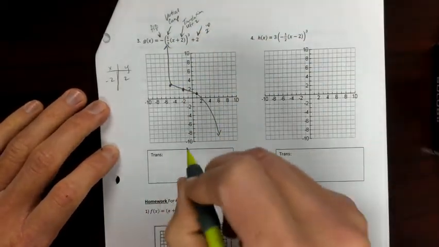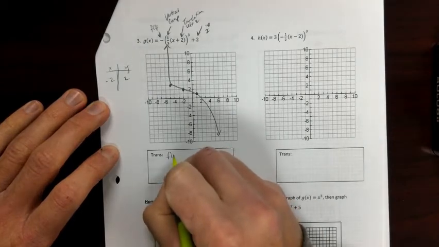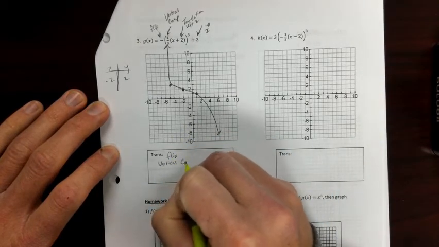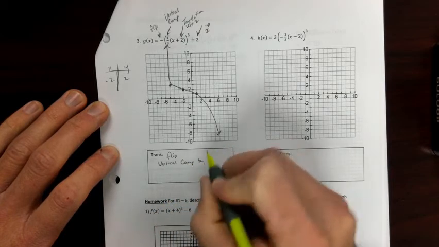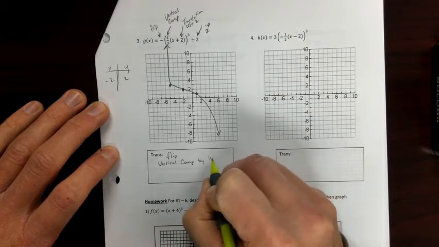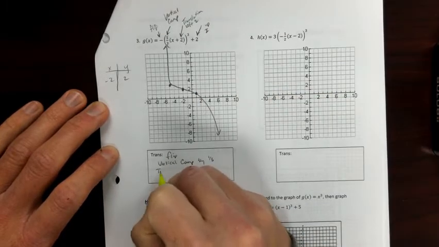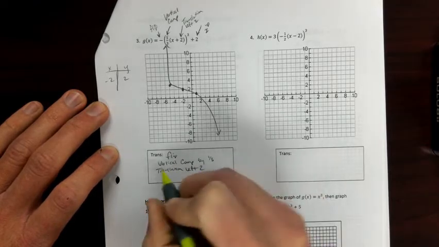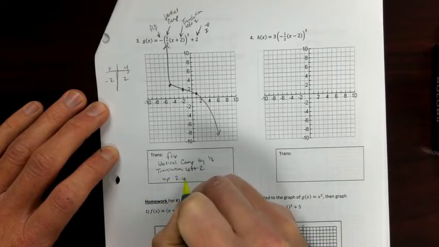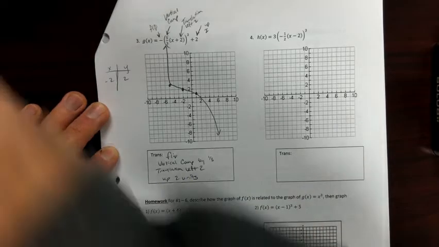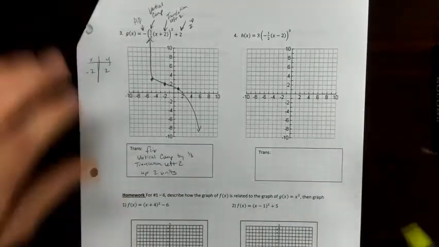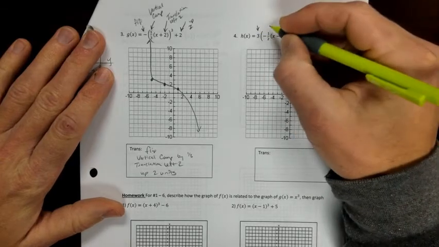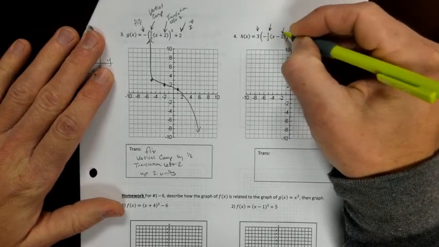Let's talk about our transformations, right? We had a flip. We had a vertical compression by 1/3. We had a translation left 2, and we went up 2 units. Alright, last one, let's look at number 4. We know we have a transformation here, transformation there, transformation there.